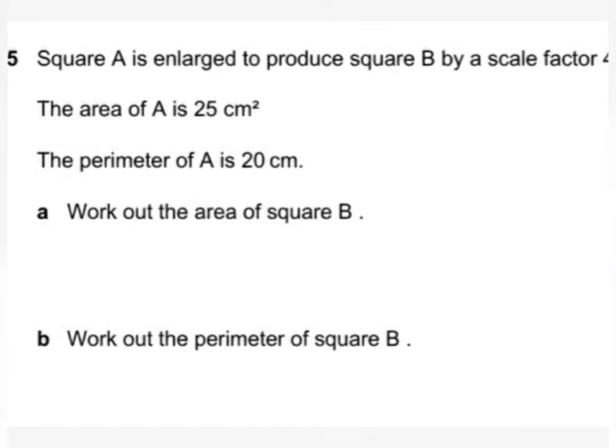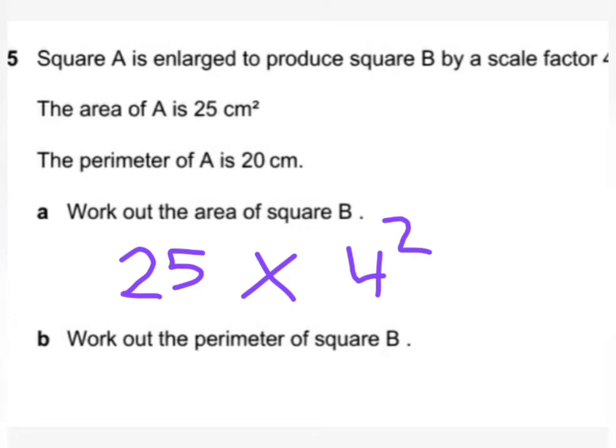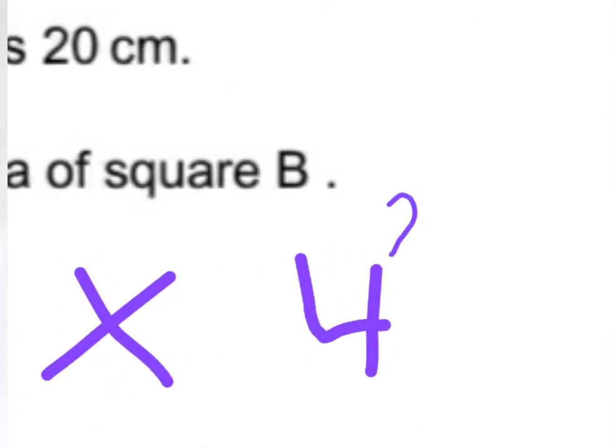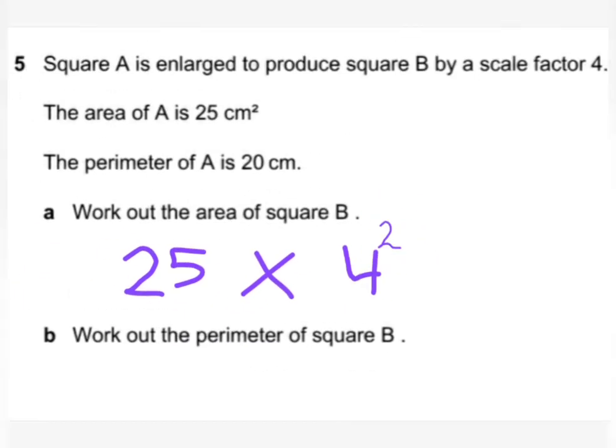If you want to find the area of enlarged shapes, you just take the area of the old ones or the small ones, write it here, 25, and then multiply it by the factor, which is 4. And then because it's area, then it's squared. So we take the square and put it on the factor. Remember guys, we put it on the factor only. We don't put it on the old area, only the factor.